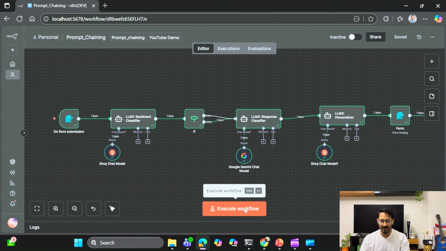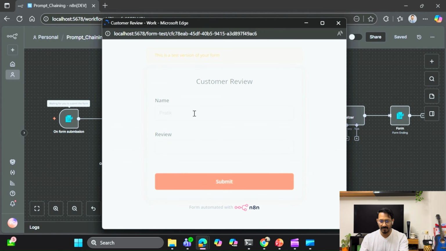Let me execute this workflow, and let me put my name, and then I am disappointed, sorry, with the product. It is broken. So that's the feedback that I have given. So there's my input that I'm passing, and in the back end, the workflow is running for now, and I'll get a response.